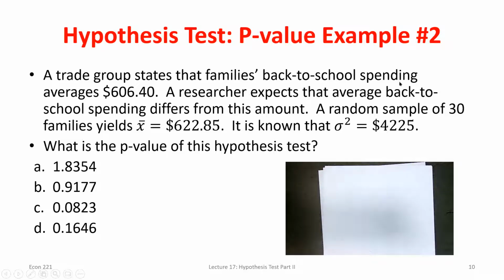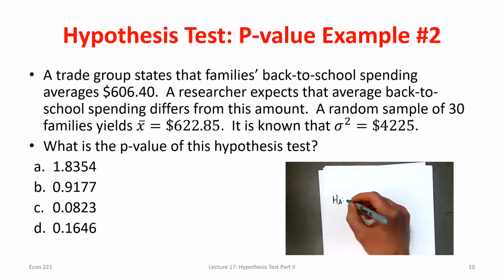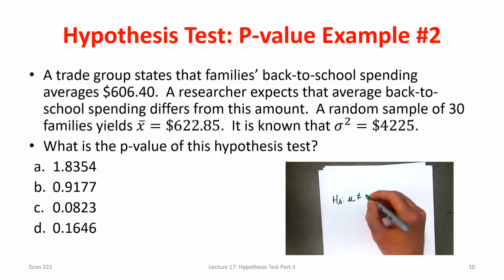I kind of already cheated and told you that we're going to have a two-tailed test, but if I read a problem like this, where some trade group says back to school spending averages $606.40. A researcher doesn't really believe that, and they think that the true value differs from this amount. So one thing I said on Thursday was anytime we see this kind of terminology like different than or differs from, what we're saying is we don't think that it's equal to this amount. So our alternative hypothesis, what we're trying to find, is that that true mean is different or not equal to that reported amount of $606.